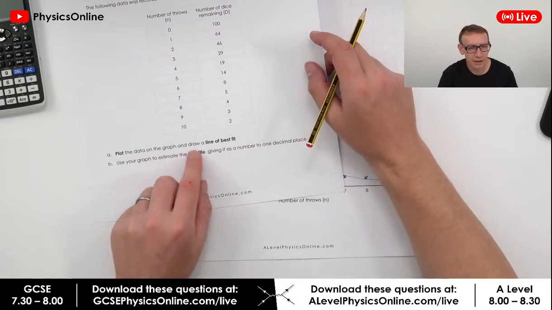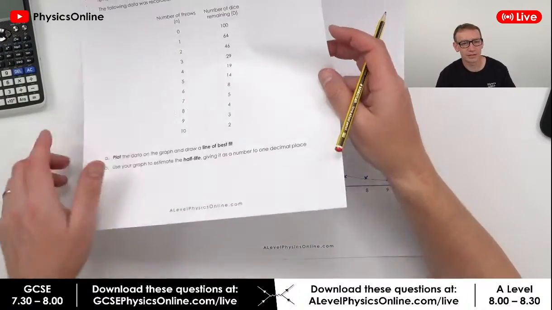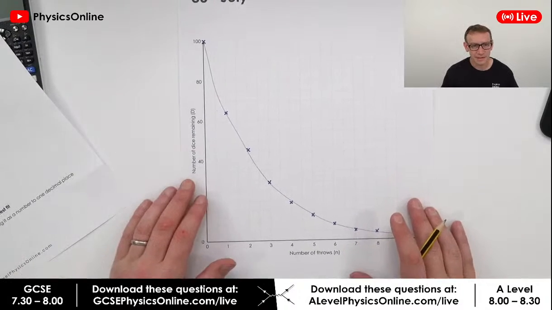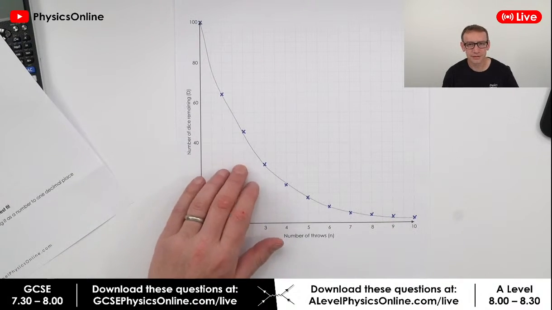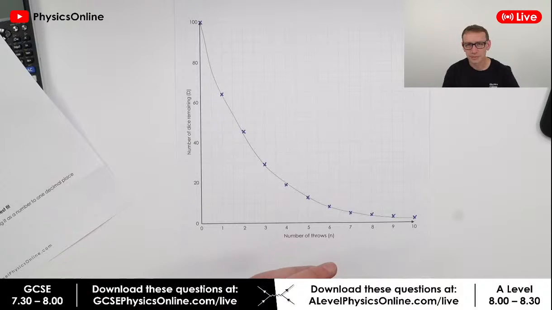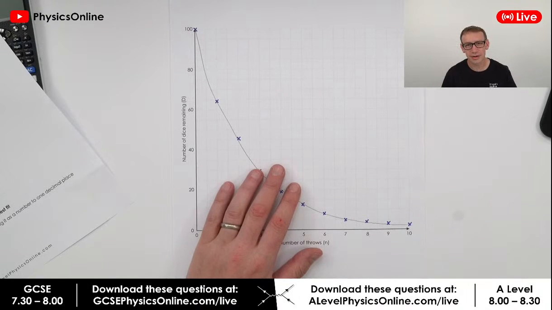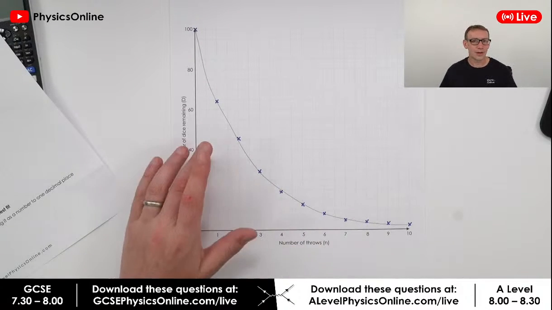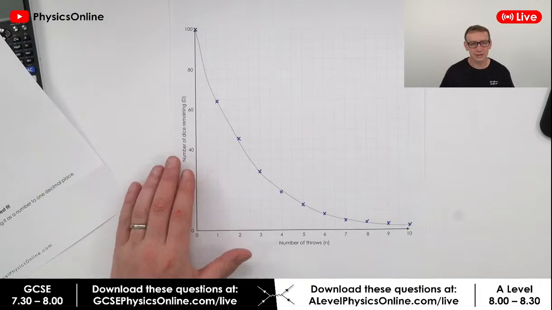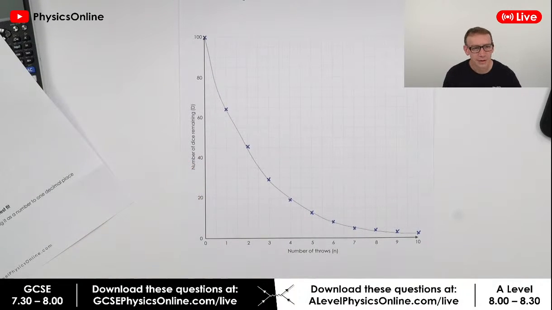Use your graph to estimate the half-life, giving it as a number to 1 decimal place. So looking at this data here, what do you reckon the half-life is for the decay of dice? Even if you are year 12, you will have done this at GCSE, and if you're year 13, you should know how to work out the half-life quite easily. So looking at the graph here, let's see what people's estimations are. What is the half-life, using my rough line I've put here? What do you reckon the half-life is?